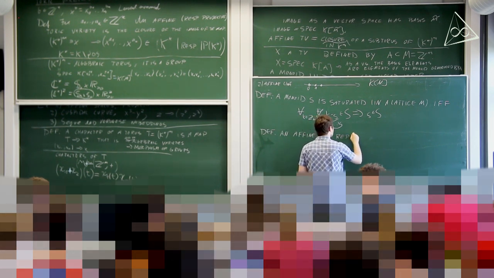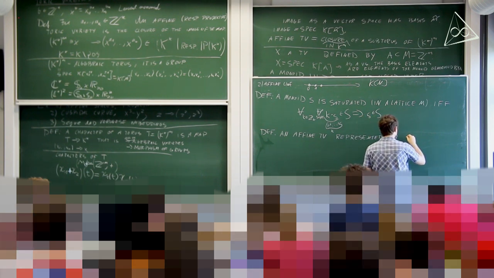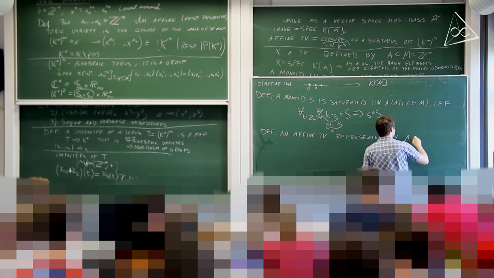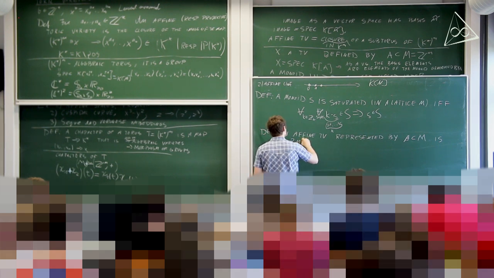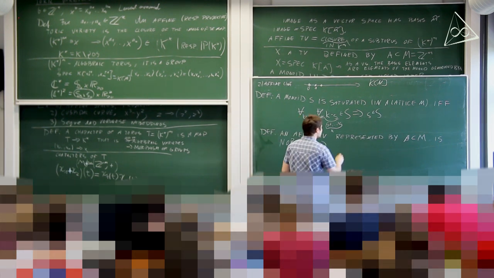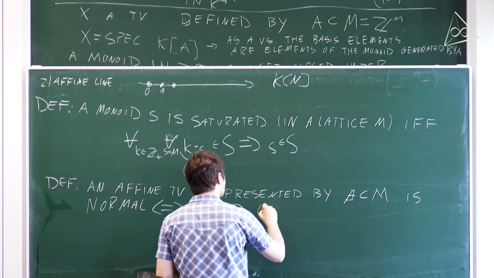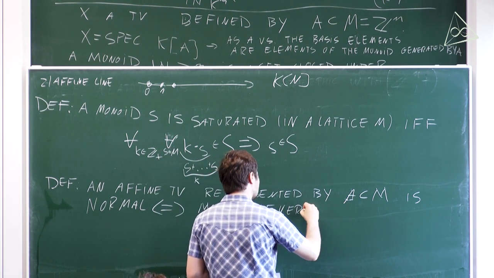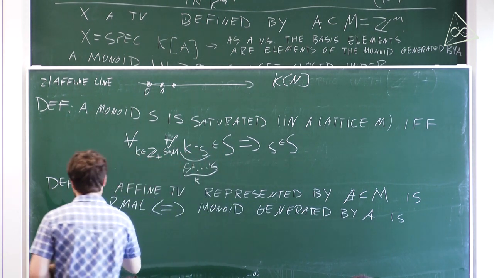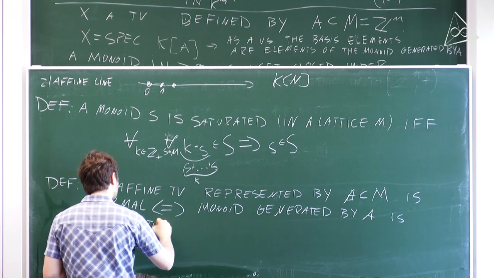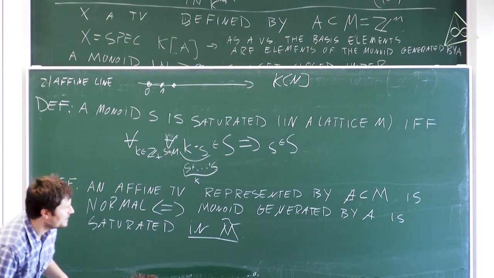An affine toric variety represented by a subset A of a lattice is normal if and only if the monoid generated by A is saturated in M tilde, so in the lattice spanned by A.